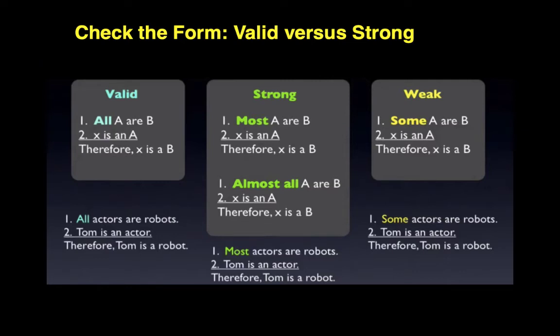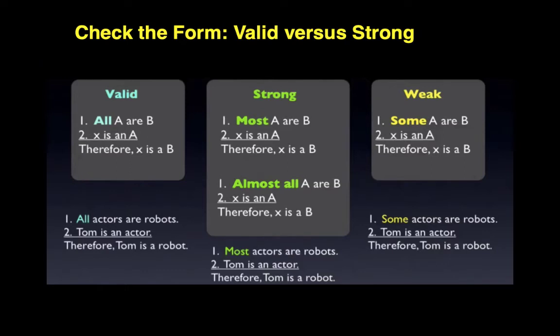Here's why. We presume that all A are B, and X is an A. Therefore, X is a B. That's an inescapable conclusion. If it's true, all A are B, and if it's true, X is one of those A's, then X is going to be a B. Concrete example. All actors are robots. Tom is an actor. Therefore, Tom is a robot. Now, yes, it's not true that all actors are robots, but do you see that if it were the case that all actors are robots and that Tom is an actor, that Tom would be a robot necessarily too, right?